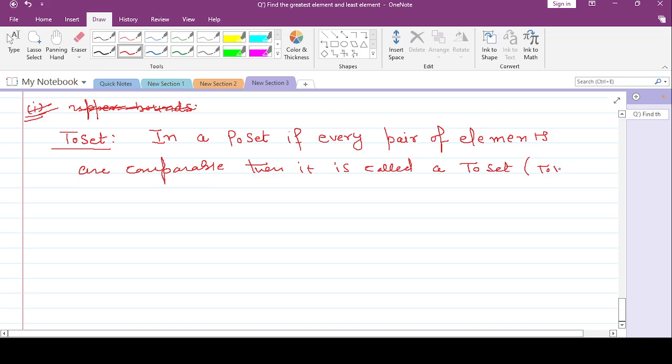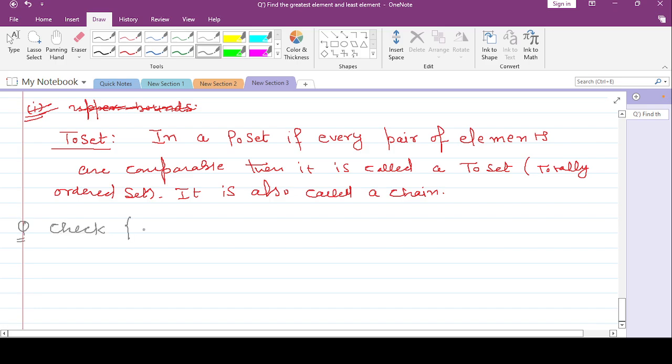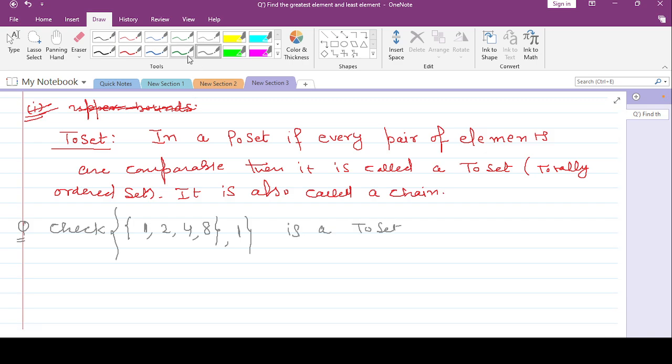Toset means totally ordered set. It is also called a chain. So see an example of this. The question is this: check whether the set 1, 2, 4 and 8 under divisibility is a Toset. So we want to show that this is a Toset.